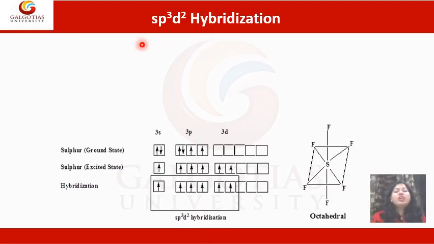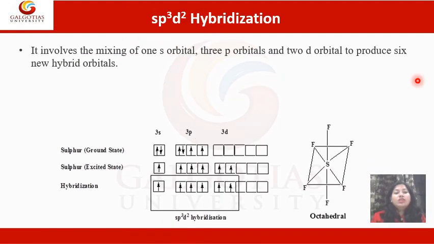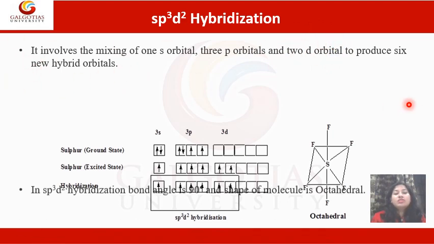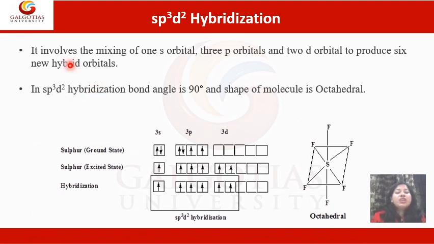In sp3d2 hybridization, it involves the mixing of one s orbital, three p orbitals and two d orbitals to produce 6 new hybrid orbitals. In sp3d2 hybridization, the bond angle is 90 degrees and the shape of the molecule is octahedral.